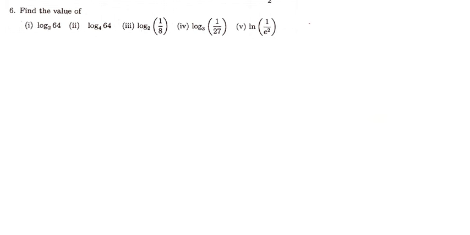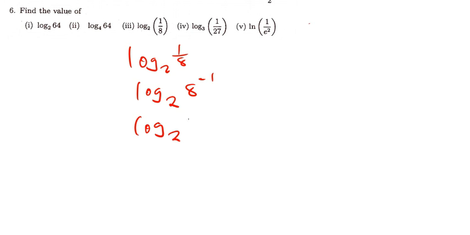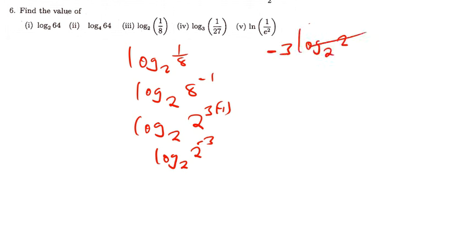Let's go to 3, where you have log base 2 of this. Convert this, it is the same as 8 raised to the power negative 1. Make this one have the power, so it's going to be 2 raised to the power 3, but there is negative 1. So it's log base 2 of 2 to the negative 3. Shift negative 3 to be in front. You have this. This is 1, so the answer is negative 3.